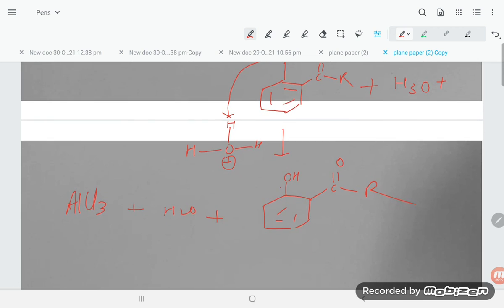So this is, student, 1, 2, or you can say ortho, and this is hydroxy. Okay, ortho hydroxy acyl ester. So this is going to be our product, student.